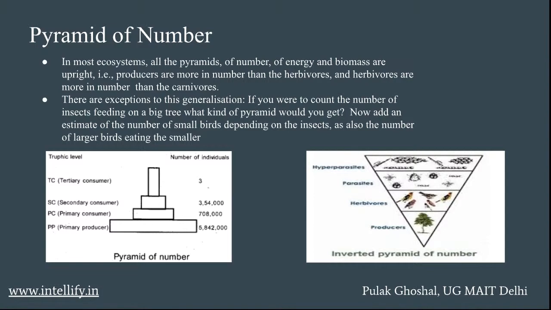The first pyramid is shown with the tertiary consumer, secondary consumer, and primary consumer. You can see that there are only three individuals at the top, then as we go down to the bottom, the highest number of individuals is in the primary producer. So the pyramid of number can be both inverted as well as normal, that is, increasing downward with the minimum at the top or at the apex. It can be both inverted and normal.